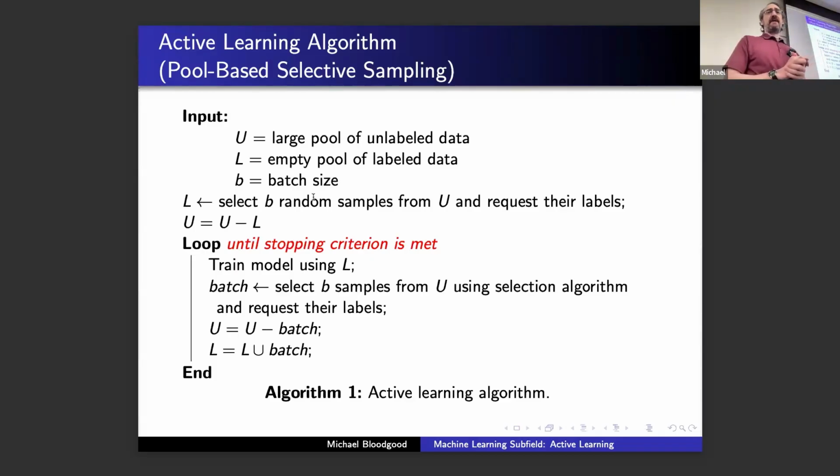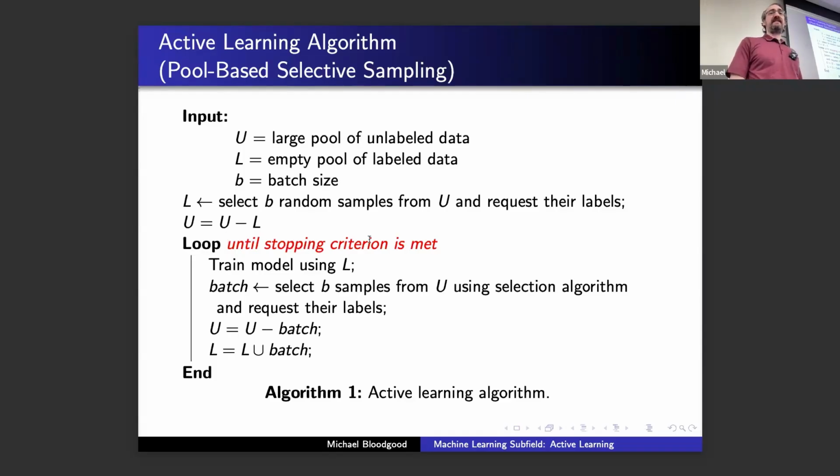And then what's going to happen is first we need to get learning started. So we're going to randomly select little b random examples from U and request their labels. Typically that's from a human expert. And then we initialize L to be that set. And each time we add to L, we have to take out of U. So U becomes U minus L. And then we go into this loop.